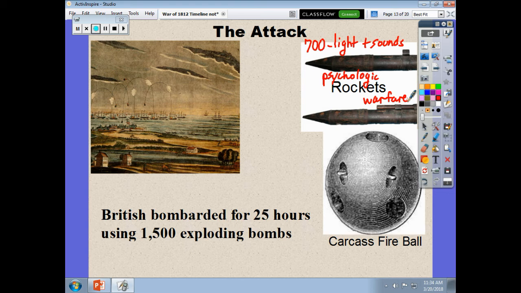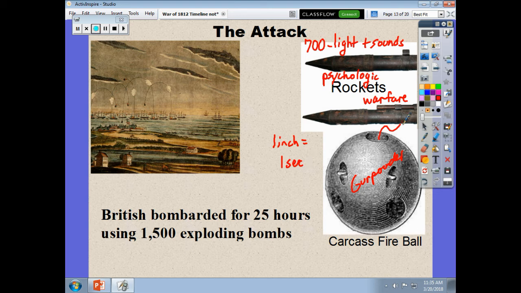It's really meant to freak people out. Now, on the other hand, you've got these carcass fireballs, right? These are exploding bombs. So they're hollow, they're filled with gunpowder, and then what they do is they stick in there a fuse. The fuse has a specific measurement. One inch of fuse is equal to one second in terms of burning. So if you need that thing to fly for 5 seconds or 7 seconds, you would give it a 5-inch or a 7-inch fuse. It would light the fuse, light off the cannon, and out comes this bomb.